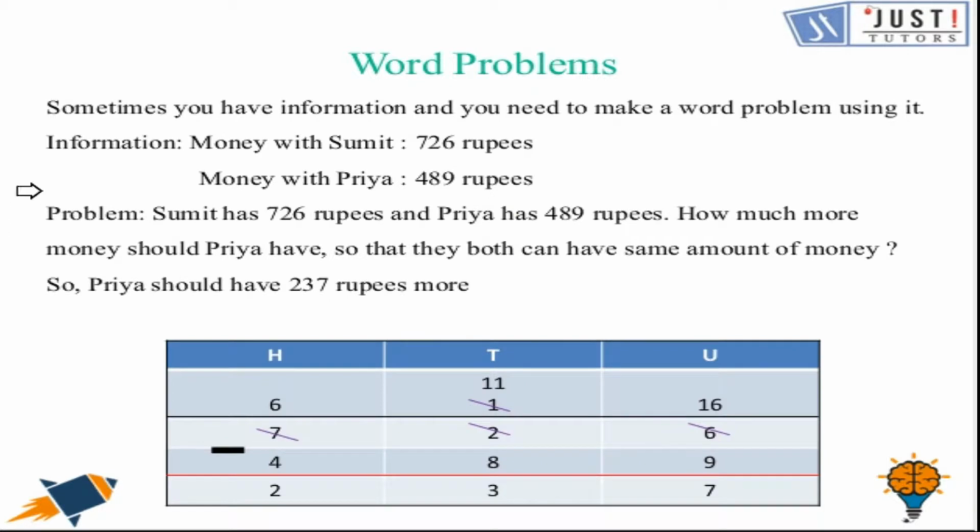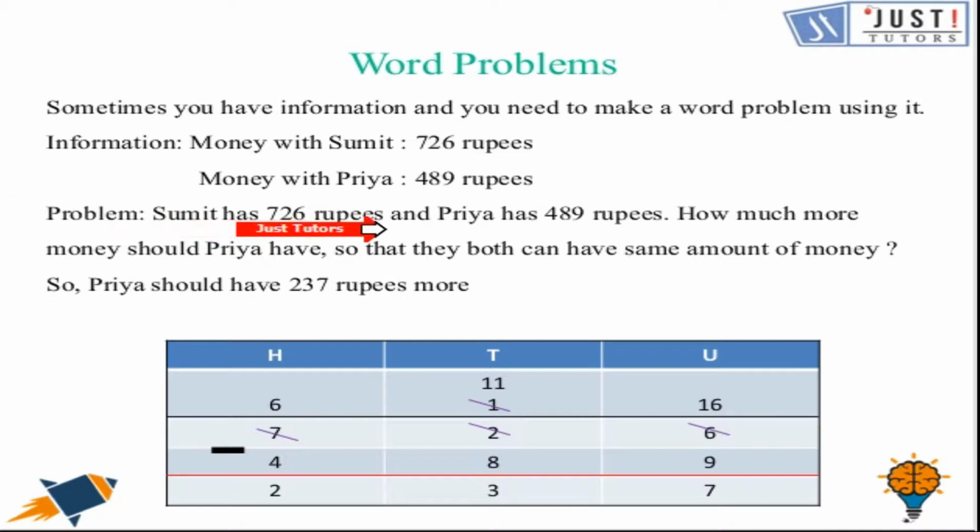Now moving forward here, let's read this. Sometimes you have information and you need to make a word problem using it. So sometimes some information will be given to you and you have to create a word problem by yourself. Here the information we have is money with Sumit, that is 726 rupees. Money with Priya, that is 489 rupees. Now you have to create a word problem. So this one is done for you.